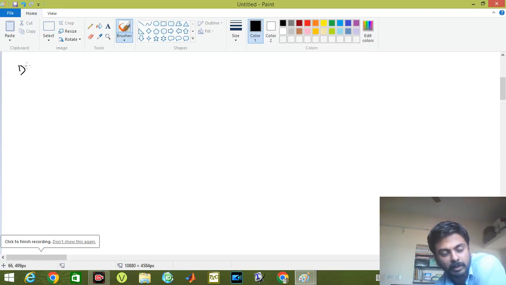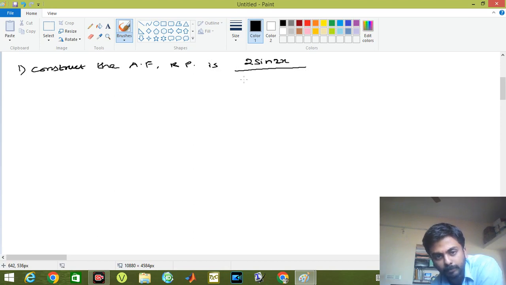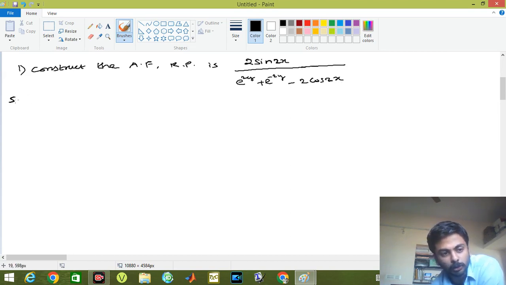Important problem on the construction of analytic function. Construct the analytic function whose real part is given as 2 sin 2x divided by e power 2y plus e power minus 2y minus 2 cos 2x. So this is what is given. So we shall see the solution here.